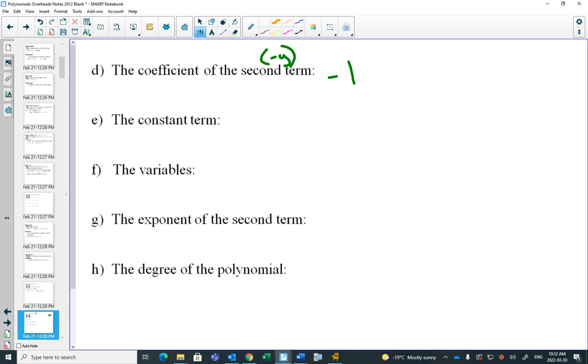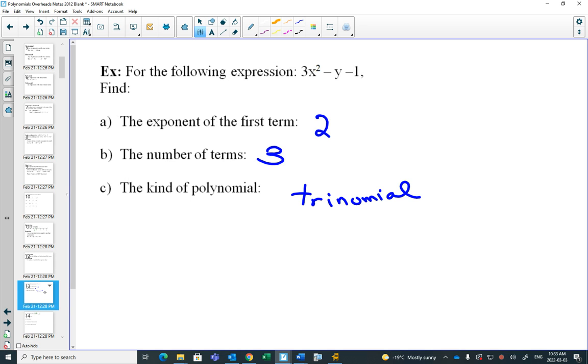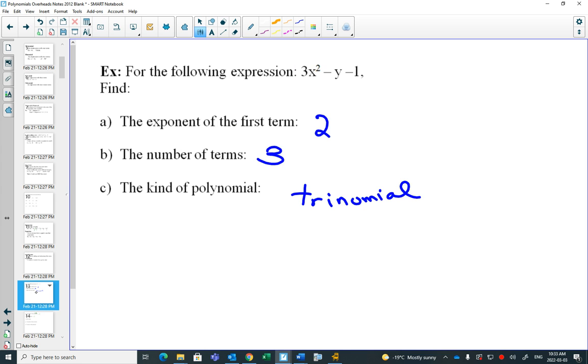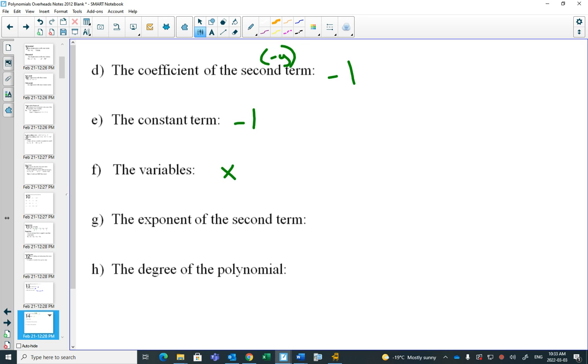Do you remember what a constant was? The number without any variables. Do we have one of those? The 1. But because there's a negative, we would write -1. Anytime there's a subtract, that negative goes with the coefficient or the constant term. Do we have any variables? X and Y.